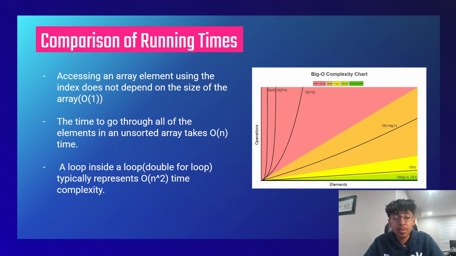Now let's look at the comparison of running times. Accessing an array using the index does not depend on the size of the array, which means that it's O(1). The time to go through all the elements in an unsorted array takes O(n) time. A loop inside of a loop, or a double for loop, typically represents O(n squared) time complexity, which is one that you do not want.